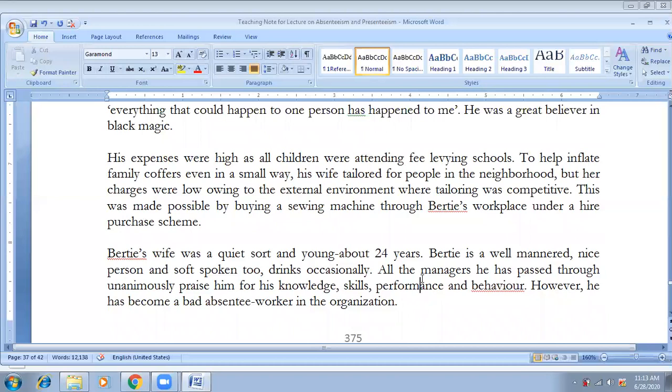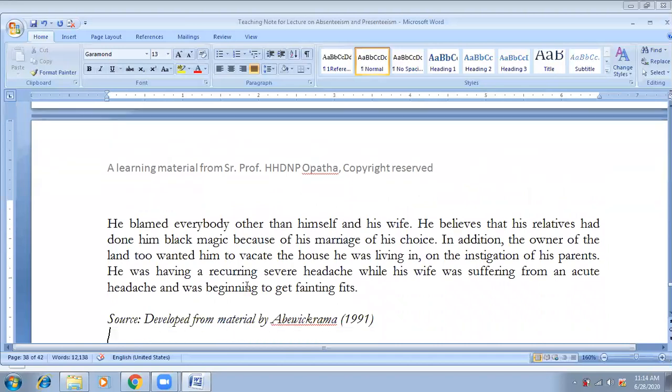All the managers he has passed through unanimously praise him for his knowledge, skills, performance and behavior. However, he has become a bad absentee worker in the organization. Bad absentee. Then he blamed everybody other than himself and his wife. He believes that his relatives had done him backbiting because of his marriage of his choice. That means including his parents.